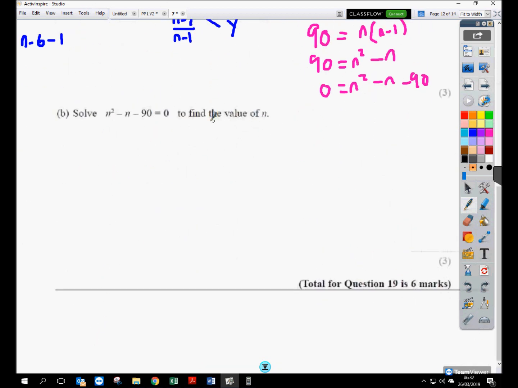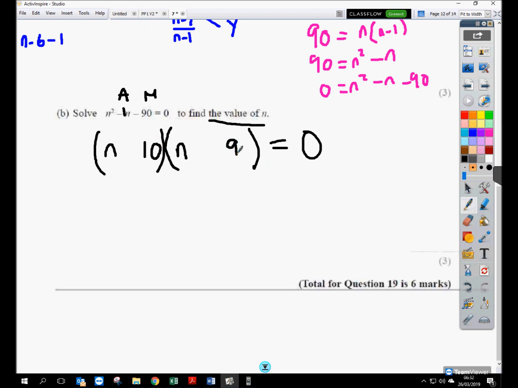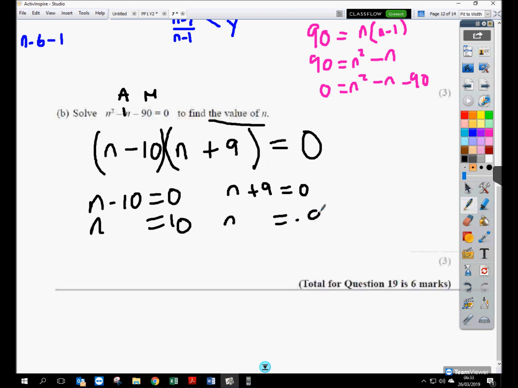Right, solve this to find the value of n. The value of n, as in singular. Okay then, so we use the AM method. Two numbers add together to give negative 1 and multiply together to give negative 90. So let's factorize it. n and n in brackets, and the numbers are going to be 10 and 9. To get negative 1 when I add them, negative 10 and positive 9. Set each bracket equal to 0. So n is equal to 10, or n is equal to negative 9.